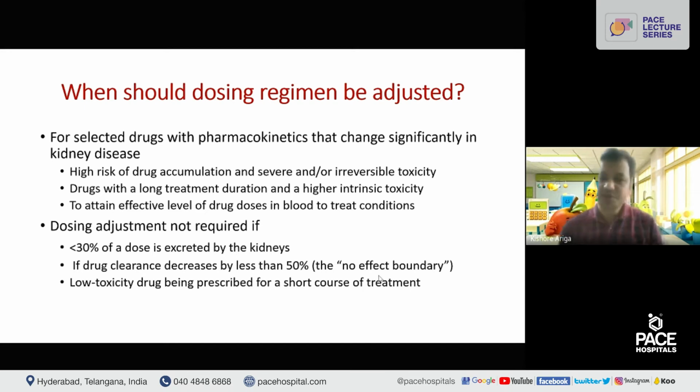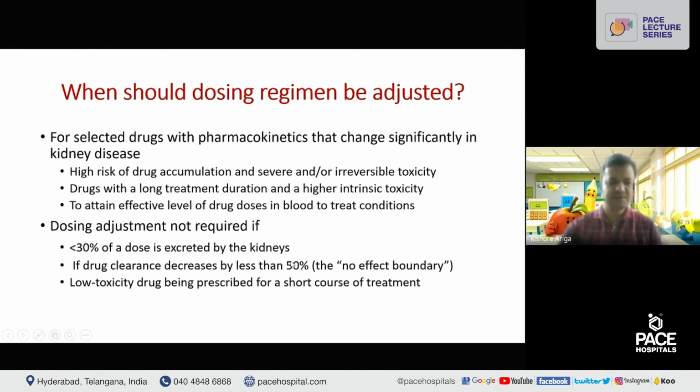So the dosing regimen should be adjusted for selected drugs whose pharmacokinetics are affected by kidney disease, where there is high risk of drug accumulation and severe and irreversible toxicity, and to attain an effective level of drug doses in the blood to treat the condition. And when is dosing adjustment not required? Dosing is not required when less than 30% of the dose is excreted by the kidneys, and if the clearance of the kidney is decreased by less than 50%. So these two things we need to keep in mind.